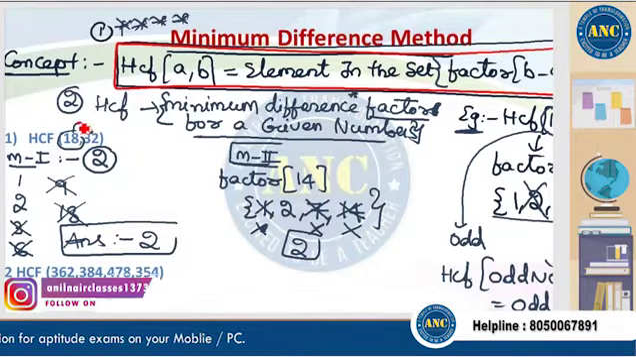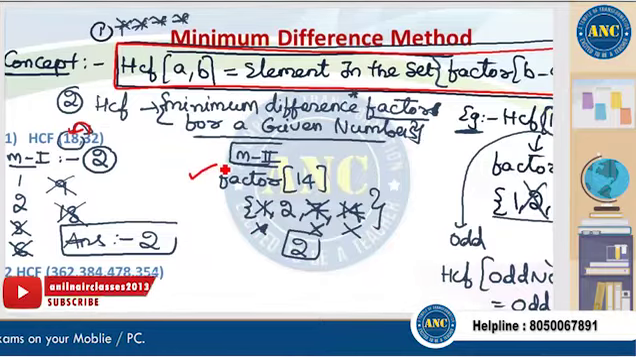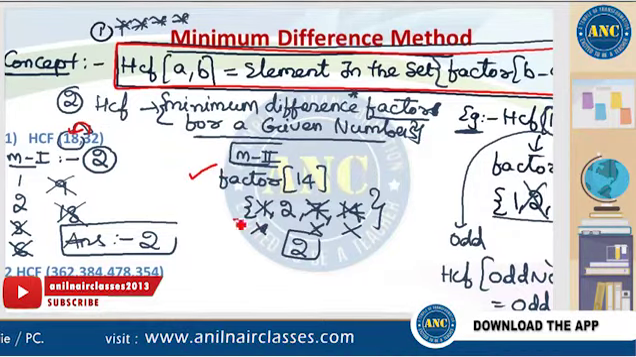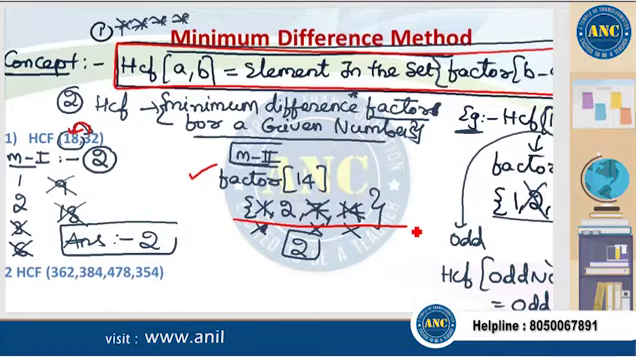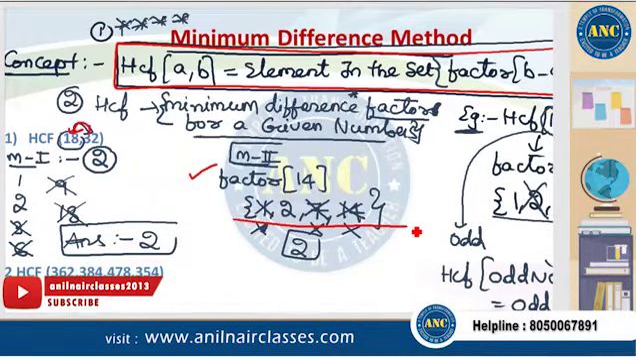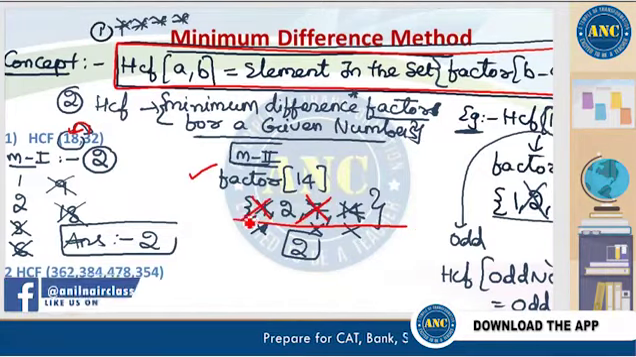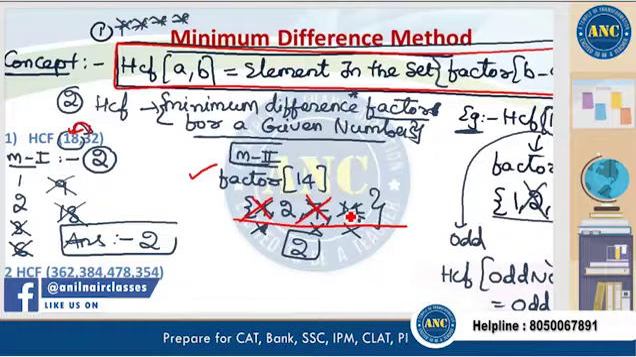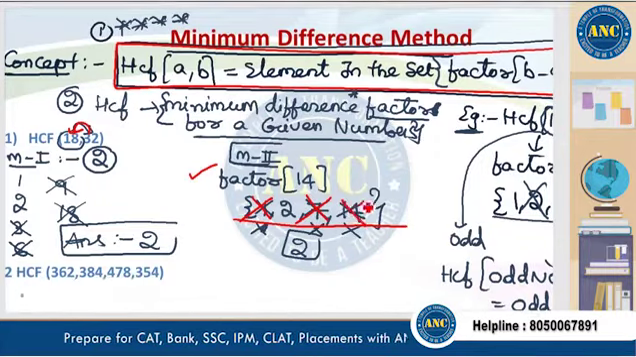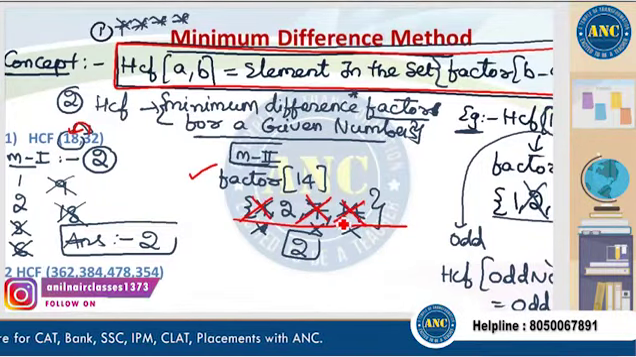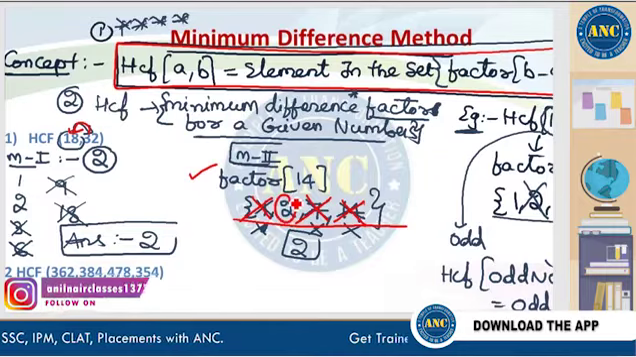So if I take the difference of 32 and 18, I get the factors of 14. What are the factors of 14? 1, 2, 7, 14. HCF of two even numbers is always an even number. Odd number 7 is out, odd number 1 is out. If a number is not divisible by 7, how can it be divisible by 14? So the only option left is 2.